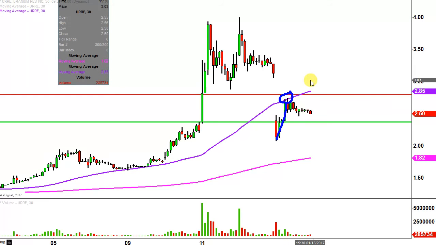So short-term wise, going into next week, before you talk about getting back up in the $3 range or anything like that, the first level that needs to be broken is going to be $2.80.